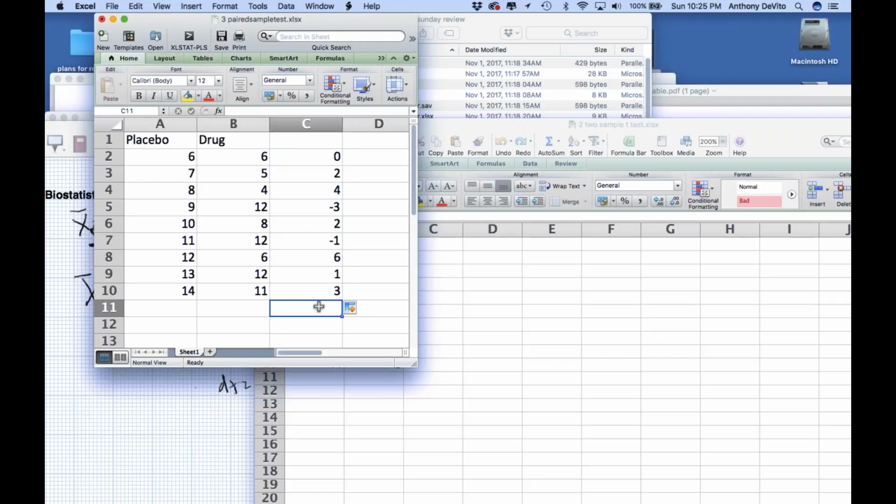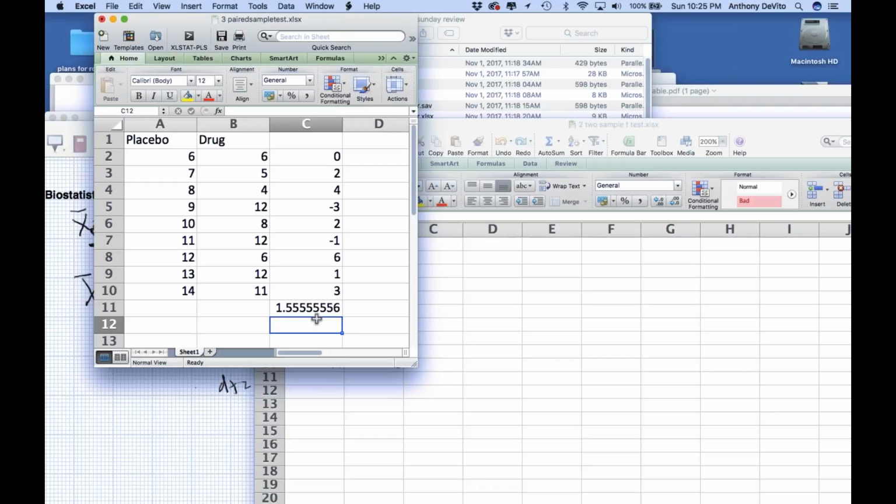Okay, and we can add those all up together and we can actually take the average of them, the average difference for all of these 9 individuals. And it comes up to be a plus 1.5, went up 1.5 on the average for each individual.